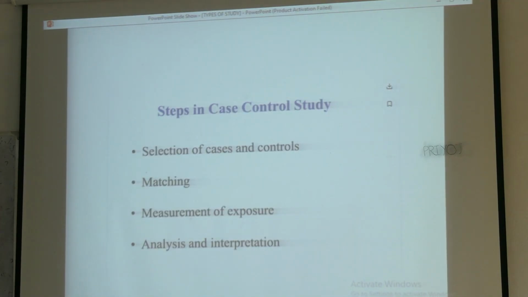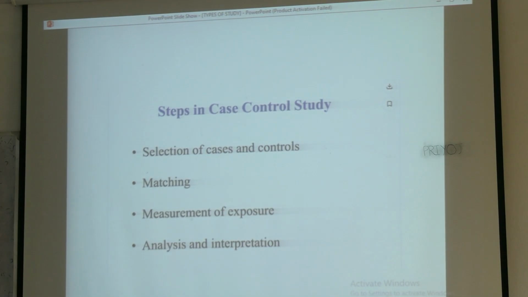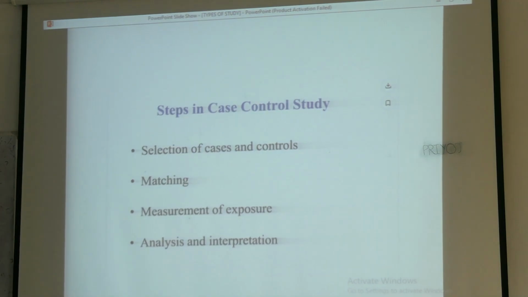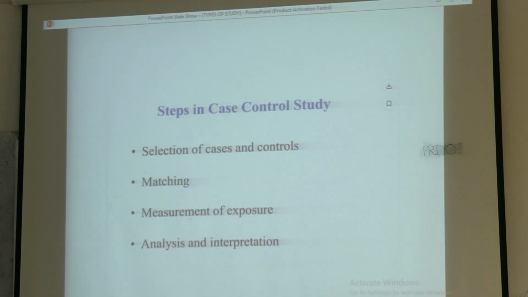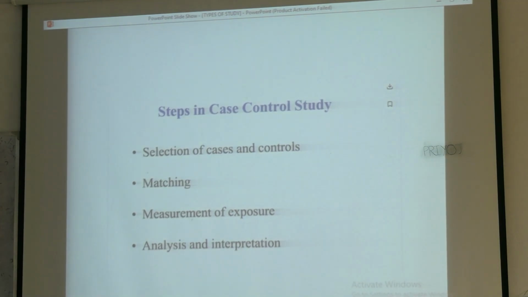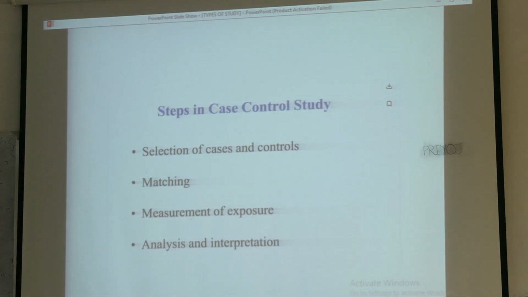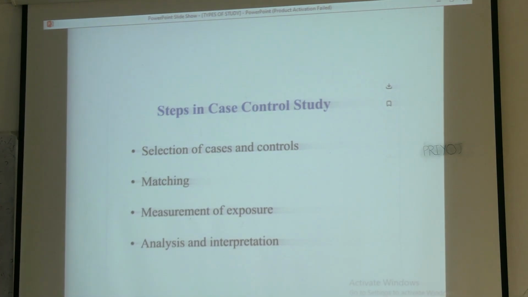So selection of cases and controls, the most important thing. Then matching. Matching means, what is matching? What is matching? Category, no, you're matching for certain criteria.